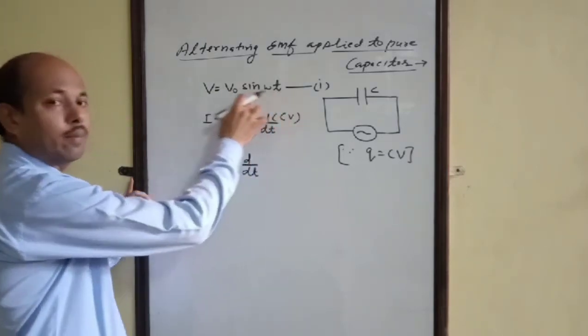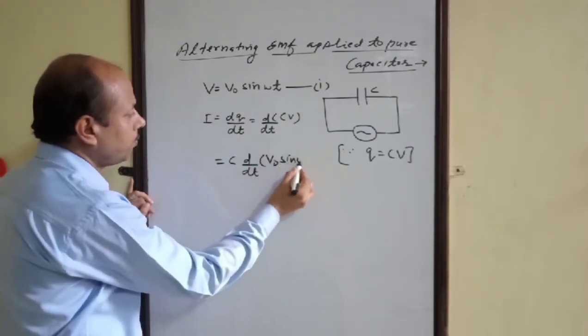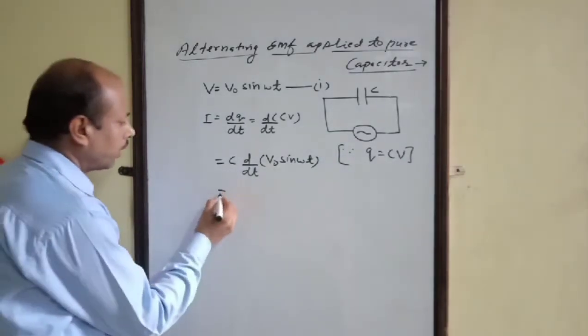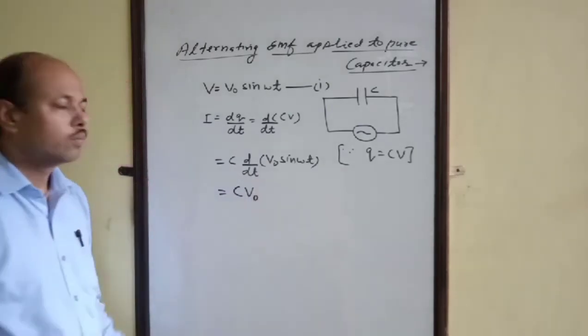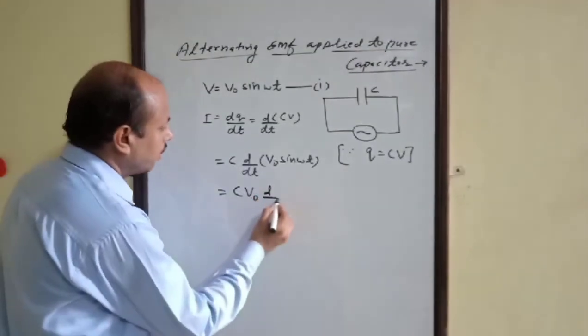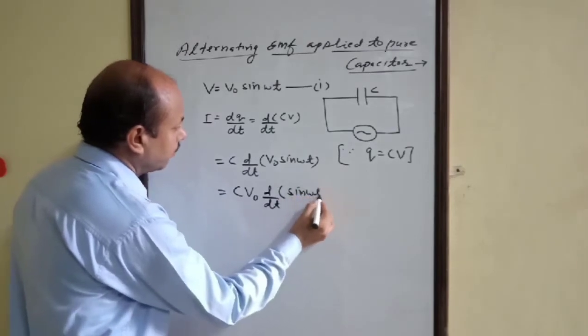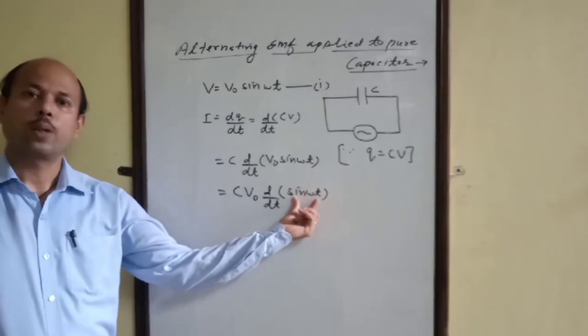V means alternating EMF, so we put V naught sin omega t. Now this V naught can also be taken out. Therefore, C V naught times d by dt of sin omega t. So now we have to find the differentiation of sin omega t.